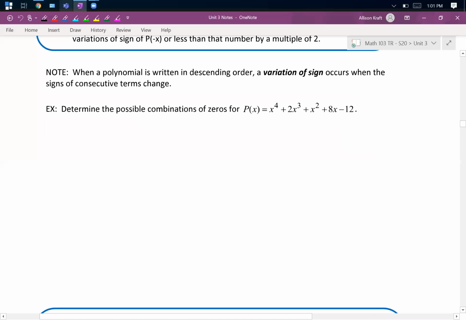We're determining the possible combinations of zeros for P of X equal to x to the 4th plus 2x to the 3rd plus x squared plus 8x minus 12. So I'm going to make a table. The first column is going to be positive real zeros. The next column is going to be negative real zeros.